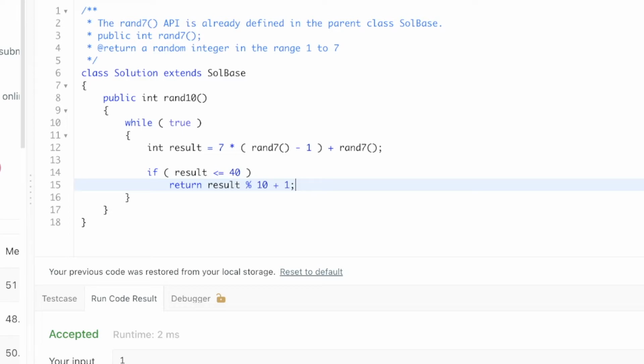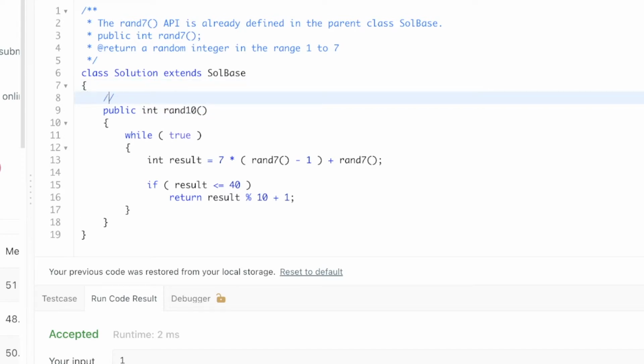Now let's talk about the time complexity here, and then we're going to optimize this. The worst case isn't too interesting. The worst case is just going to be O of infinity, because with while true, we could technically keep getting 41 to 49 over and over again, even though realistically it's not going to happen. But in the worst case, it is technically O of infinity.